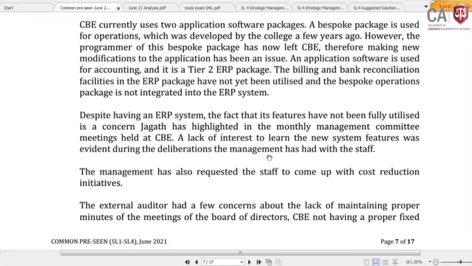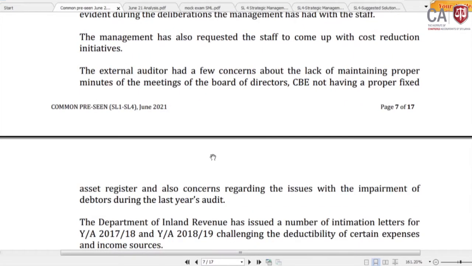So, that is one of the issues. Some of the features in the ERP have not been used. The lack of interest to learn the new system features was evident during the deliberation the management has had with the staff. Staff are unwilling to learn these new features. Then management has requested staff to come up with cost reduction initiatives.